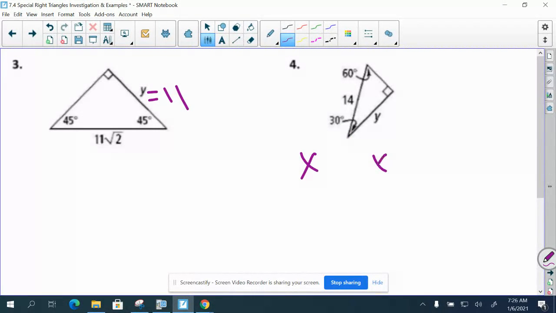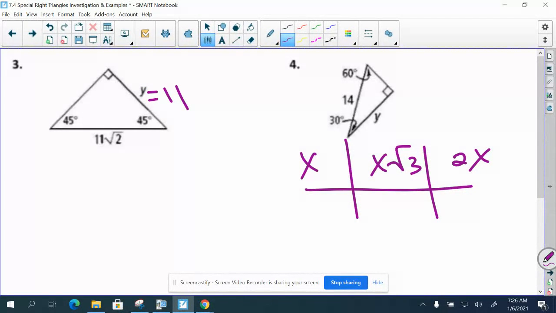So if you get x, x square root 3, and 2x. Okay, if 2x is your hypotenuse, it's 14. That means that x is half of it, 7. X square root 3, your long leg, which is y, is 7 square root 3.